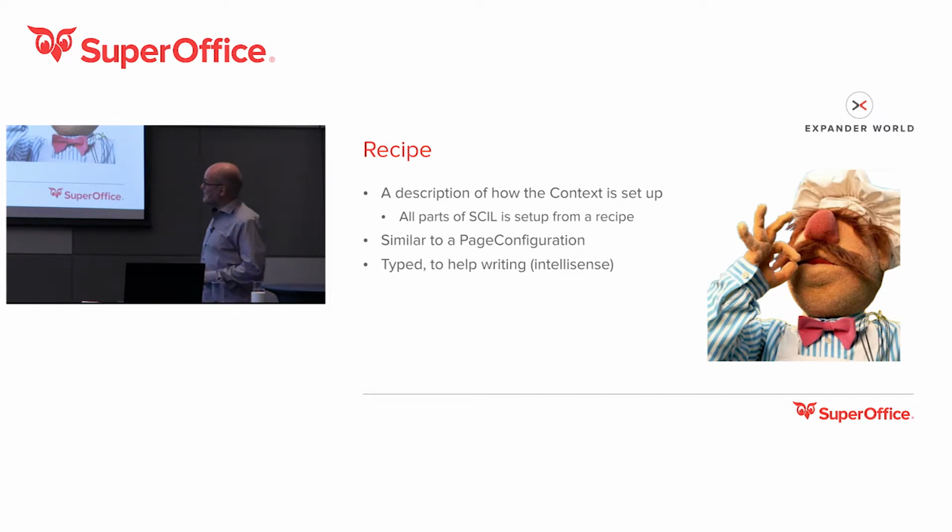So the router takes this recipe. The recipe is a description of how the context is set up. So all the parts of SCIL is set up from recipes, like it's a hierarchy, and every part in that hierarchy will get their part of the recipe to instantiate themselves. It's very similar to the page configuration, for those who know about that. It's of course not XML this time, it's JSON, which is a huge leap forward.